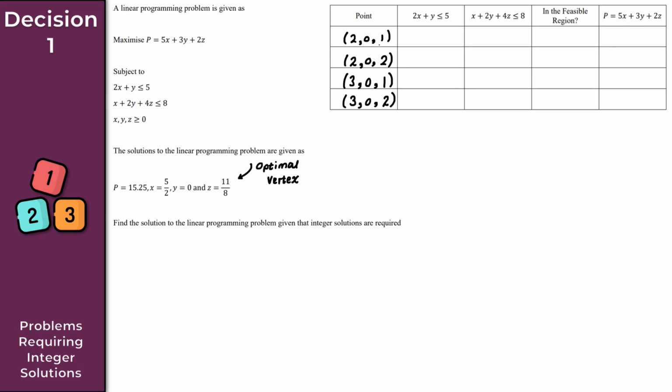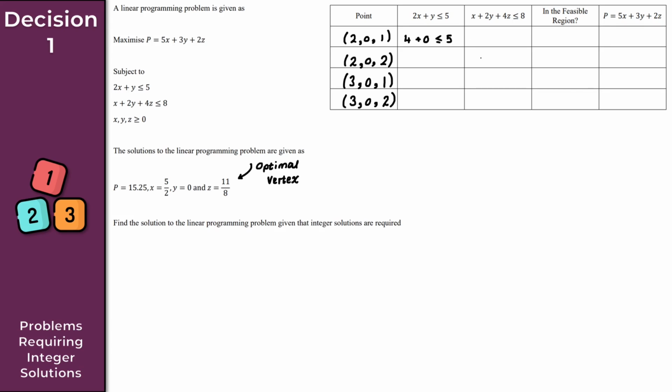Now what I need to check is whether each point here will satisfy these 2 constraints. Just notice these constraints are what we have in the original problem. So, is 2x plus y less than or equal to 5? 2 lots of x is 4. Y here is 0. 4 plus 0 is 4, and that is less than or equal to 5. So it does hold for the first constraint.